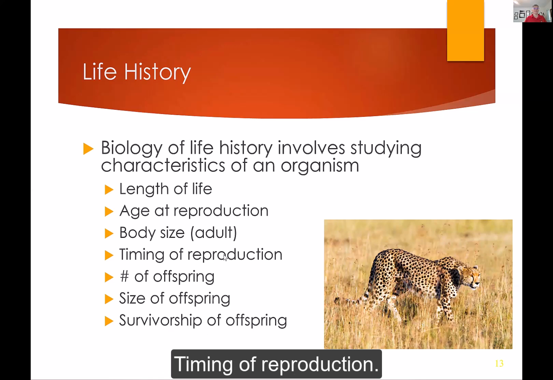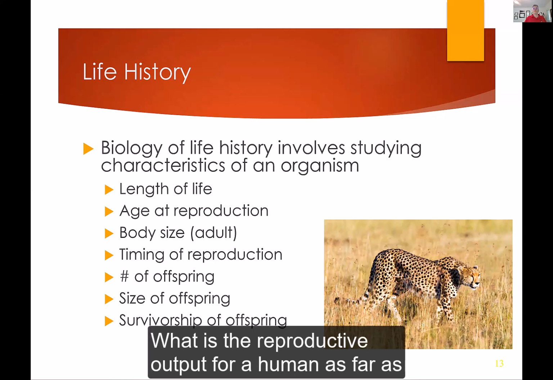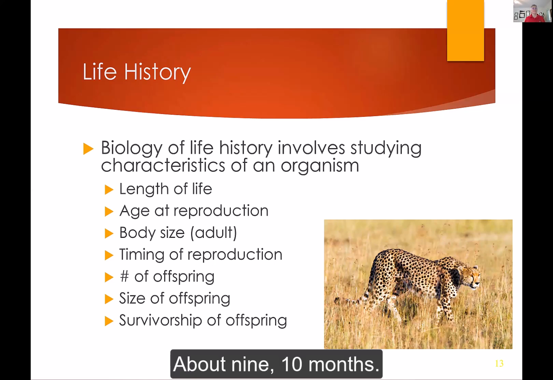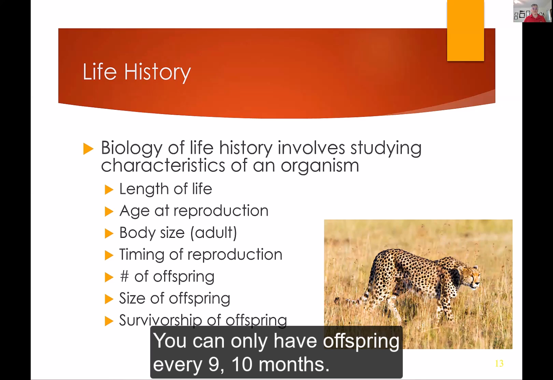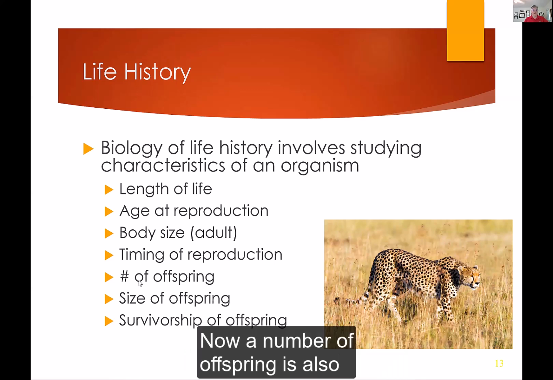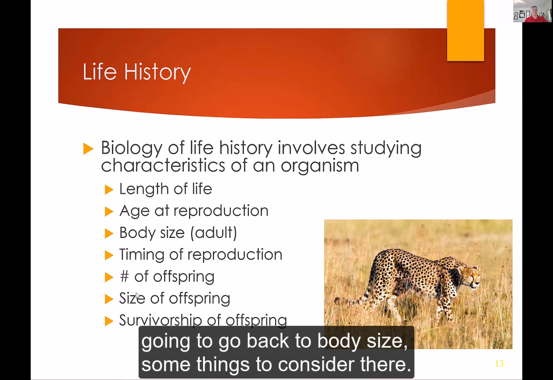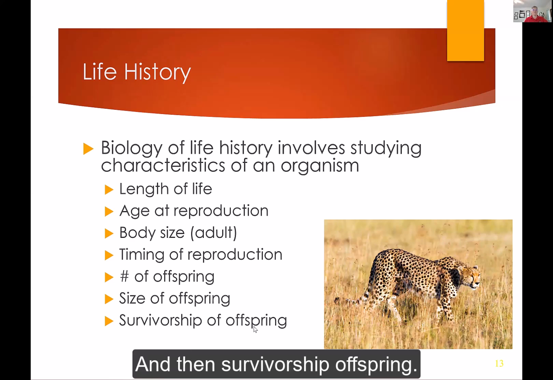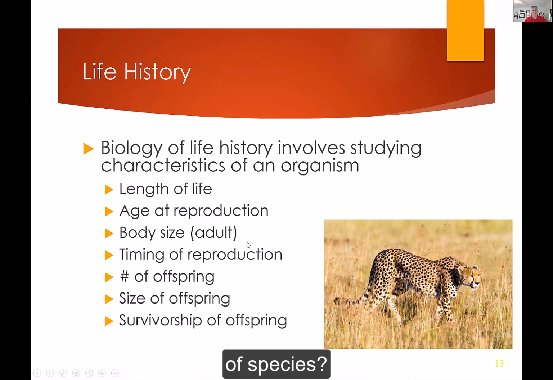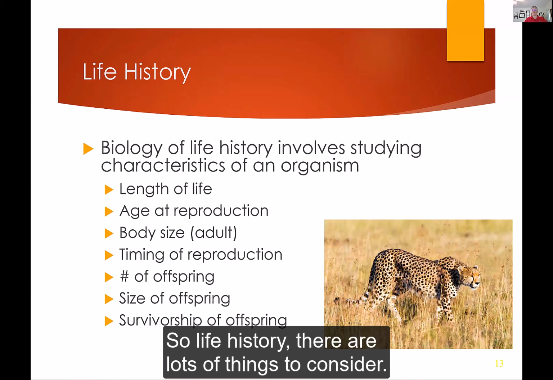Timing of reproduction, right? What is the reproductive output for a human as far as timing of reproduction? About 9-10 months, right? You can only have offspring every 9-10 months, so you're out of commission for a period of time. Number of offspring. Now, number of offspring is also going to go back to body size. Some things to consider there. So size of offspring, and then survivorship of offspring, right? How much maternal care is given to the various types of species. So life history, there are lots of things to consider.